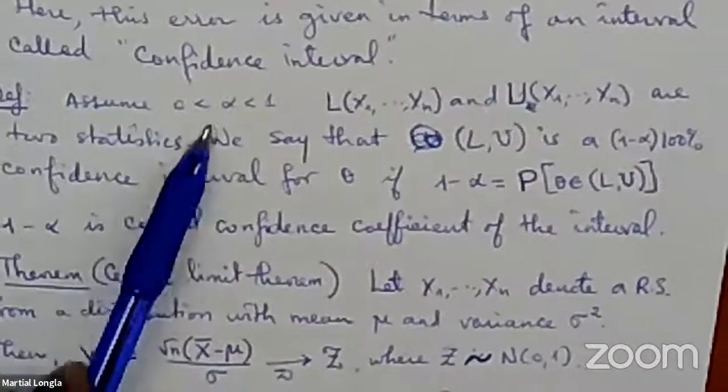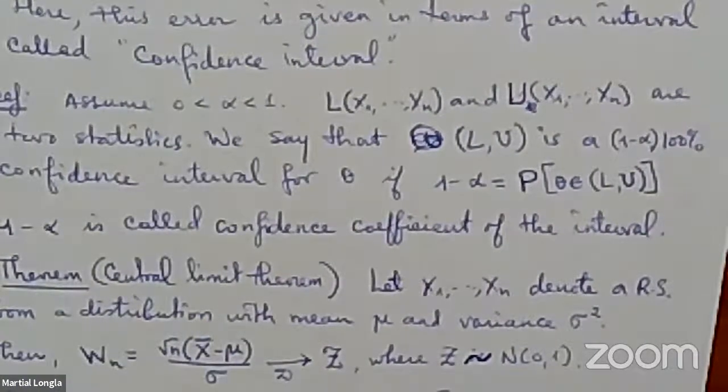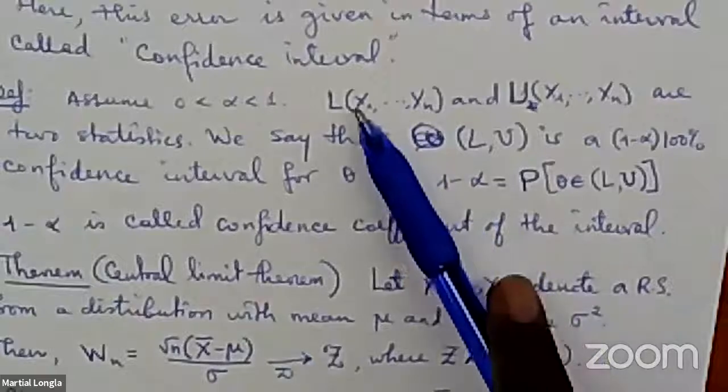So we assume alpha is given between 0 and 1. What is alpha? It's the level of confidence. Alpha is called the level of confidence. It's a number between 0 and 1. It is the maximal error you can afford. Okay, it should be a small number, usually less than 0.05, which means 5%. You want to be wrong at most 5% of the time. That's what it means.